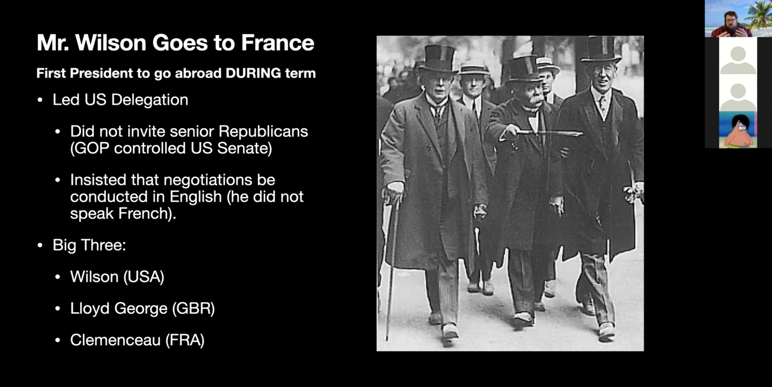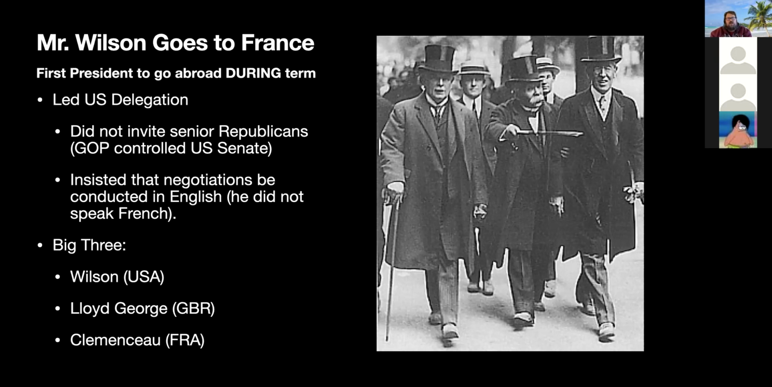Wilson, at this point, there were no executive agreements. So Wilson had to get this thing passed by the U.S. Senate. And that's not going to happen, largely because Wilson's not going to invite any of the Republicans to come with him to negotiate this treaty. That was probably a mistake on his part.